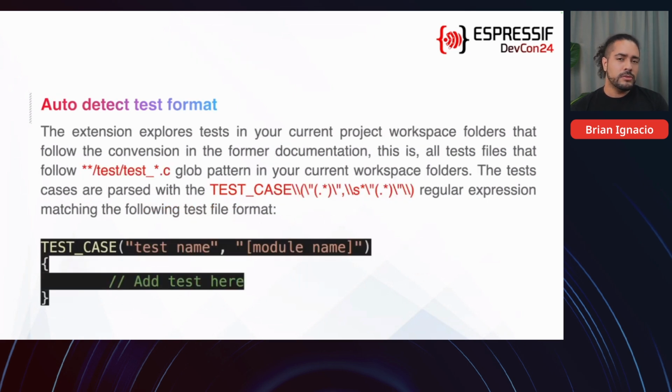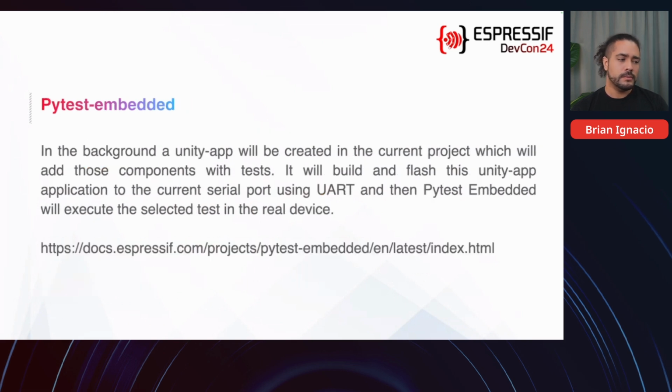So how do we do the auto detection? This extension basically explores your current project workspace folder. It follows the convention as described in the previous documentation. We will try to find all test case files that follow the test underscore name dot C glob pattern. Each test is rendered in the UI as a test case, as described in the presentation. You can see the test case, the test name, and the module name. We do a regex matching of this pattern.